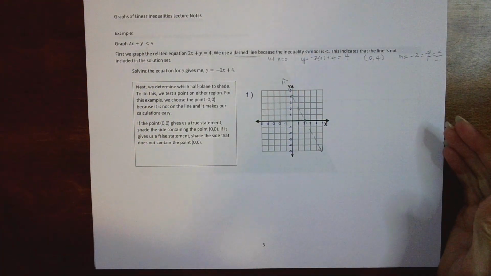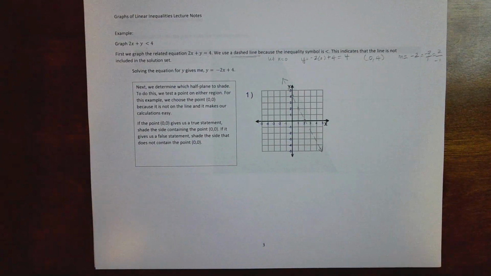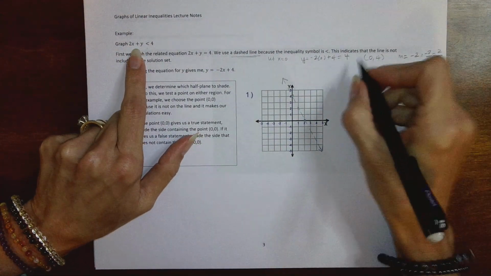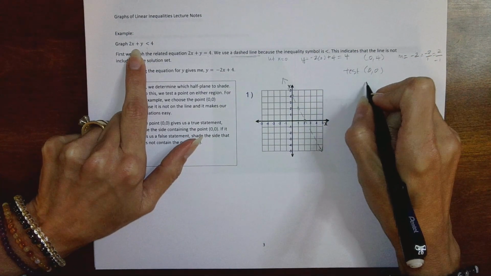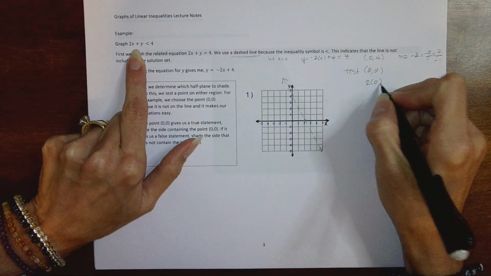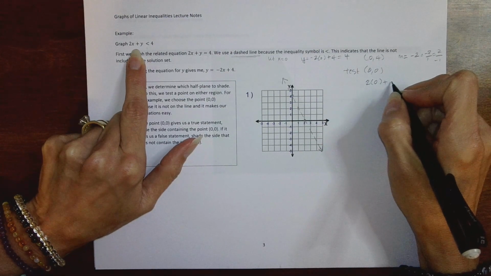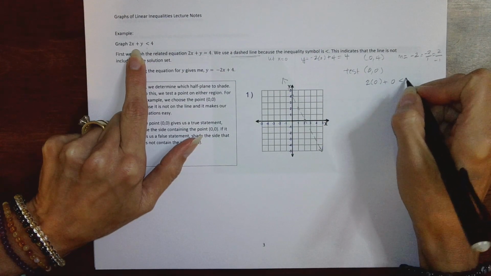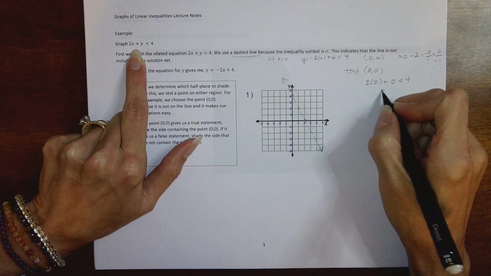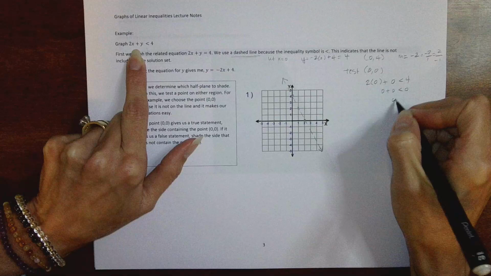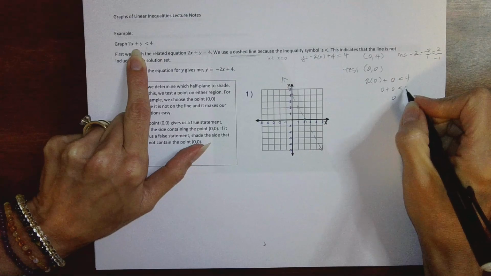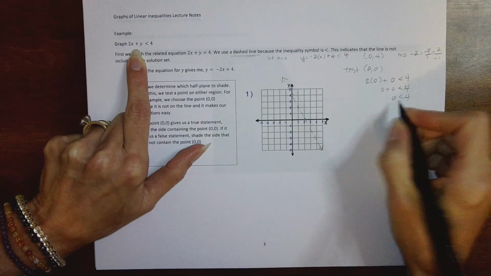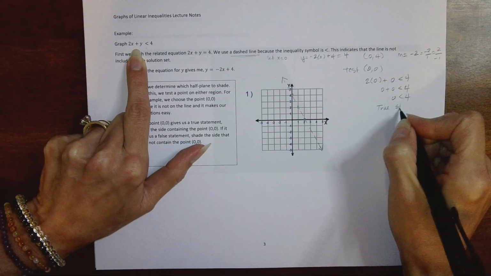And then we're going to do a test point. I'm going to choose 0, 0 again because I'm lazy and that makes my math easy. I'm going to test 0, 0 and put it into the original inequality. So 2 times 0 plus 0 should be equal or less than 4. So 0 plus 0 should be less than 4. And in fact, 0 is less than 4, so this is a true statement.